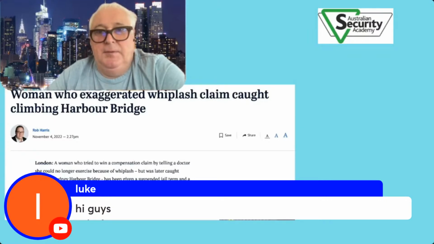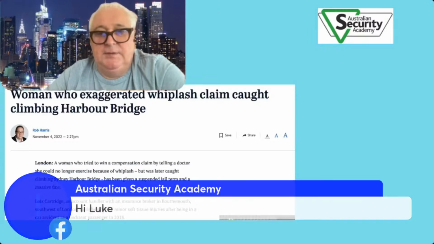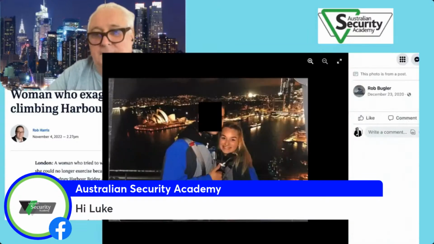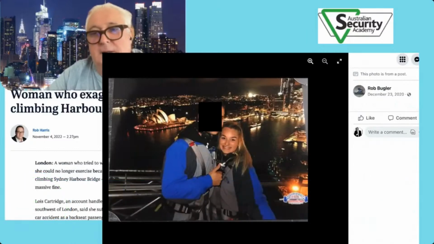Now, the people who were involved in the accident, the other vehicle, they noticed that she was on social media, and at one stage she was in a post climbing the Sydney Harbour Bridge.